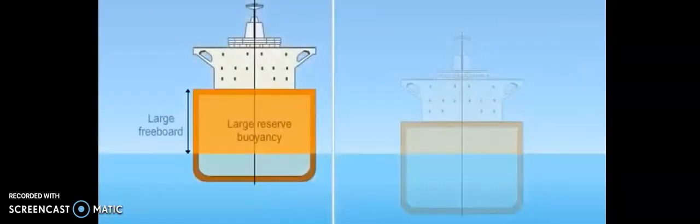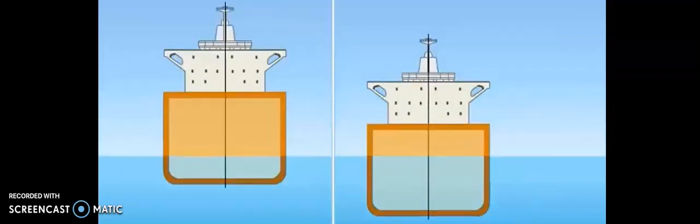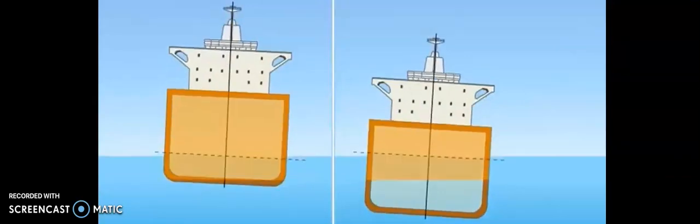If a ship has large freeboard, it is said to have large reserve buoyancy. A ship with large freeboard can withstand a significant amount of flooding of compartments in case of damage and still remain a floating ship, while a ship with small freeboard can withstand a comparatively small amount of flooding of compartments in case of damage before it sinks.